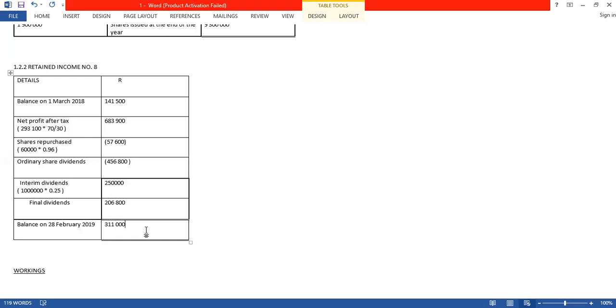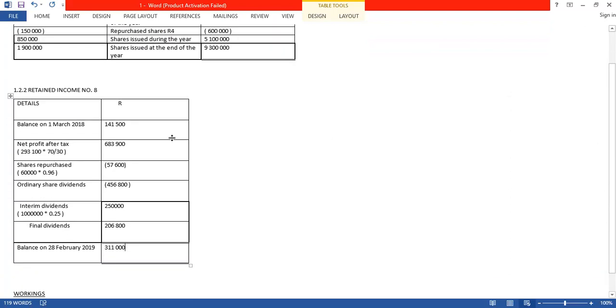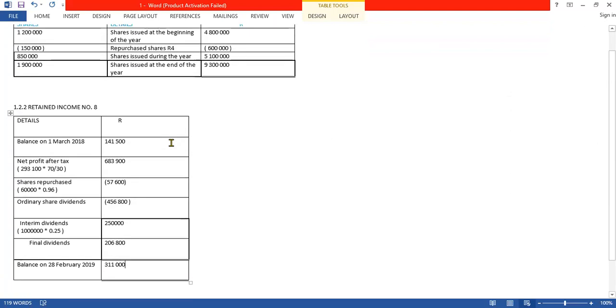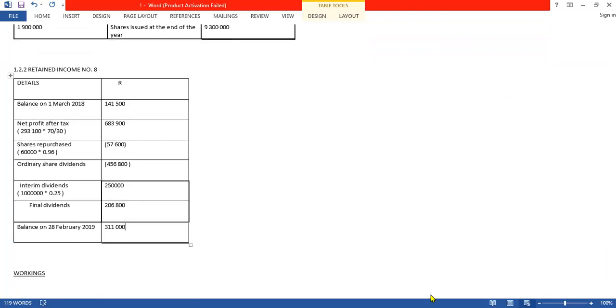311,000. Right. So now that we have finished preparing two notes here, one from question 4 and one from question 5, you're now going to check on our marking guideline whether what we've calculated is correct or not. And guys, remember, if you don't understand, you are welcome to text me on my WhatsApp and I will explain further to you how to calculate.